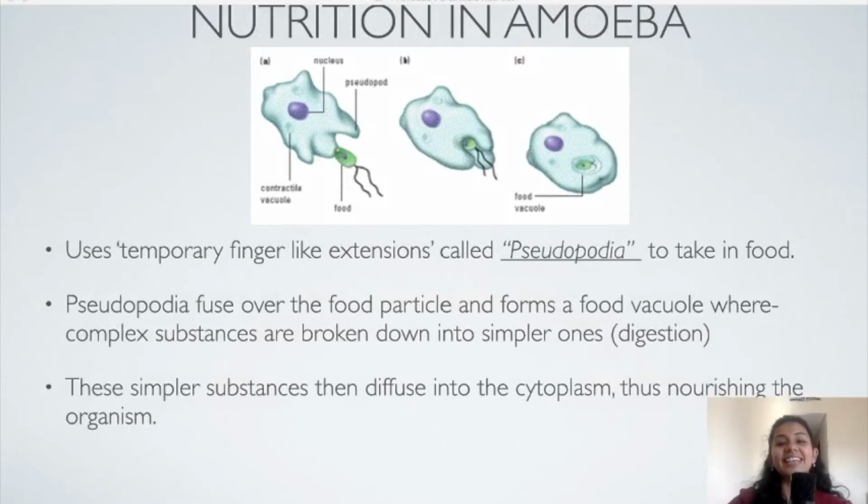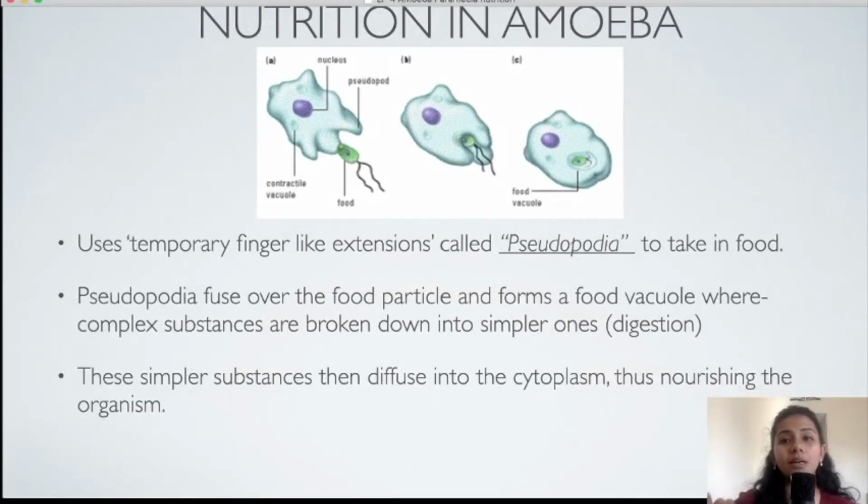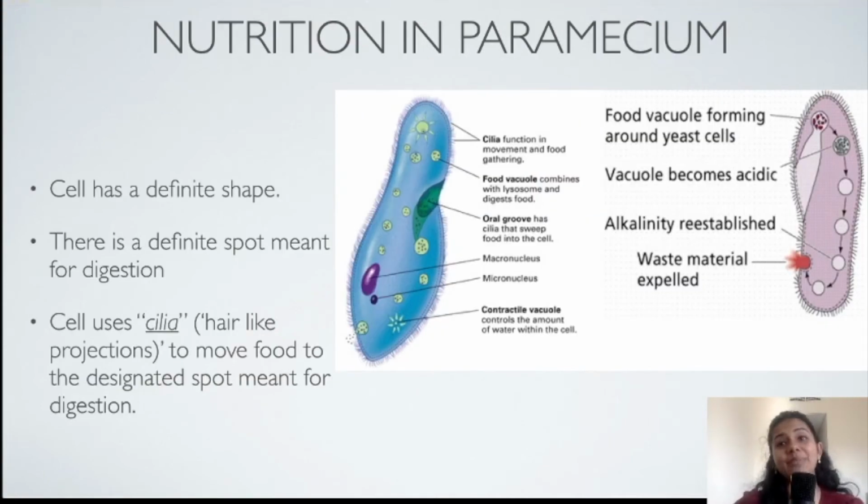Interesting, right? Yes. So now we'll go into Paramecia. So whatever became the food for amoeba in that video, we learn how that organism takes in food, right? So in paramecium, unlike amoeba, which has an irregular shape that can constantly change, paramecium is not like that. Paramecium has a definite shape always, right? Now, just like it has a definite shape, it also has a definite spot that is meant for digestion, and that is called the oral groove.